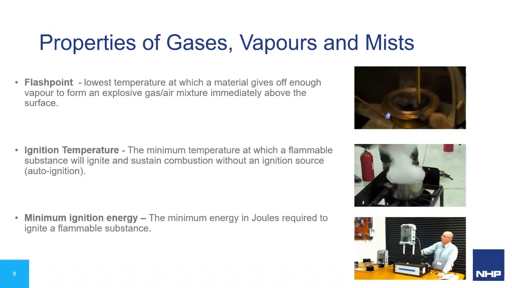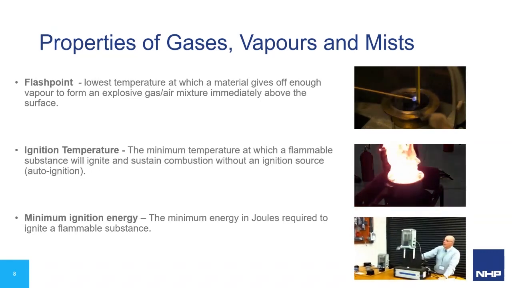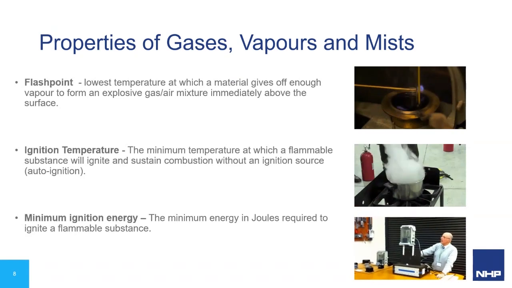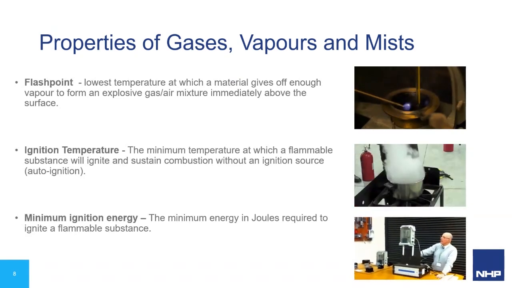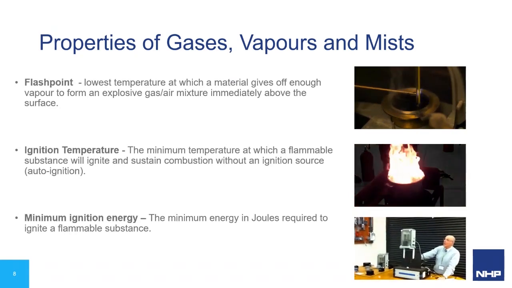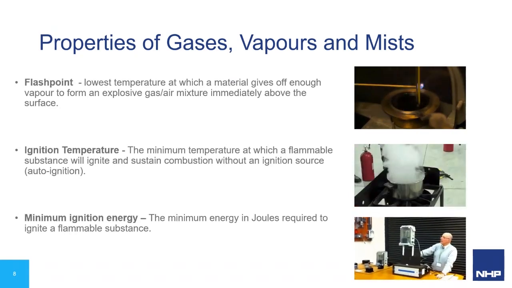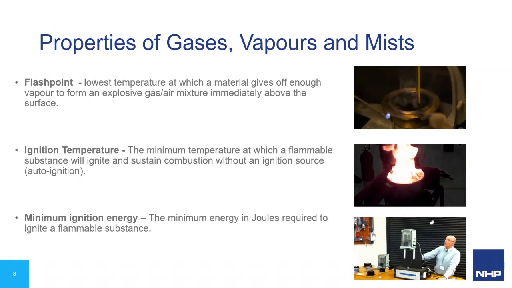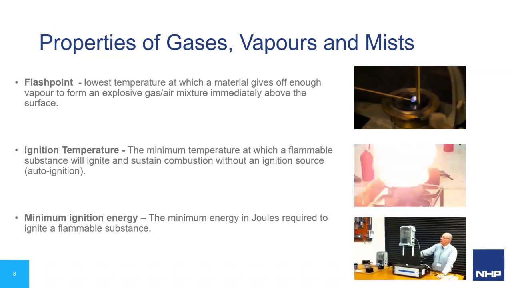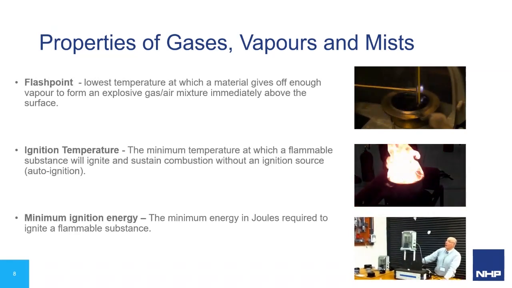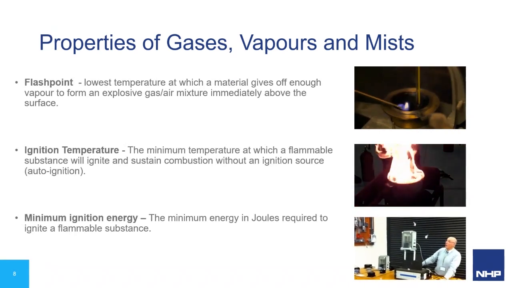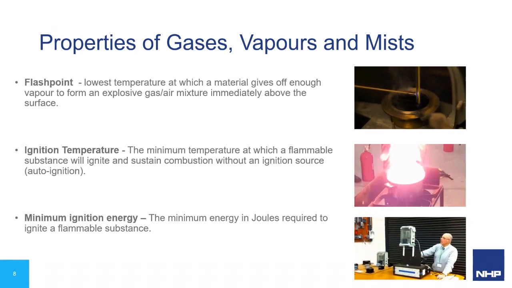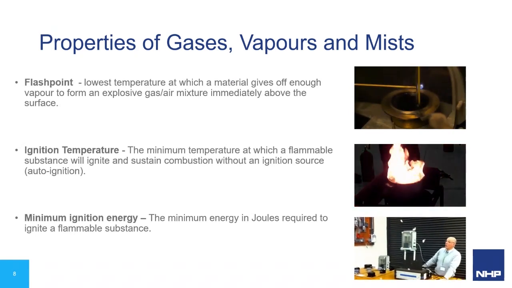So this material in this case would be close to the flashpoint there. Then we have ignition temperature, and this is the minimum temperature at which a flammable substance will ignite and sustain combustion without an ignition source. So if the material is hot enough itself, it will spontaneously ignite, which is known as the auto ignition temperature. But it's just important to note that the fire triangle still applies here, as we saw before. So if you don't have oxygen, then you wouldn't have ignition.